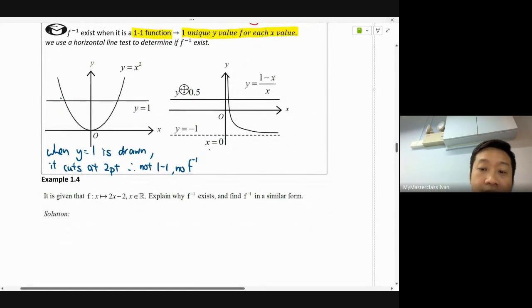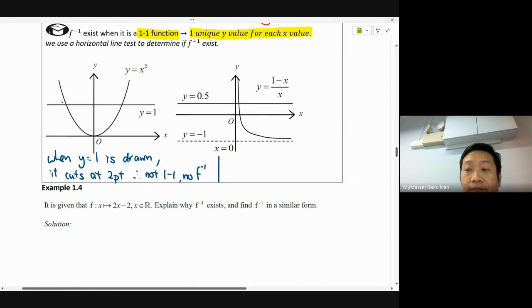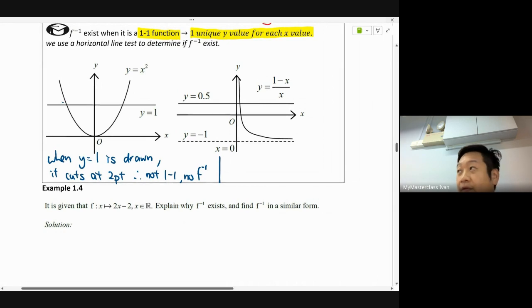Then the answer is no. No inverse. Yeah, mathematicians don't care about the English.